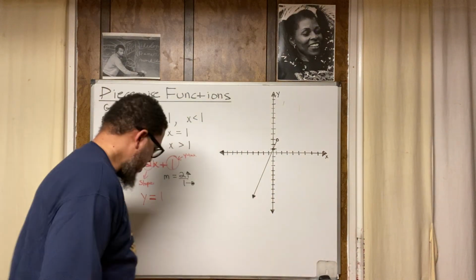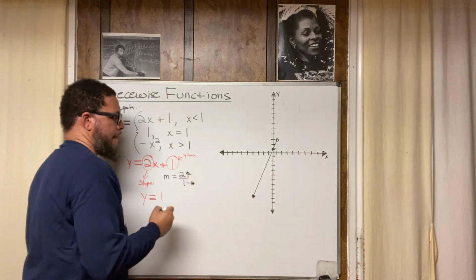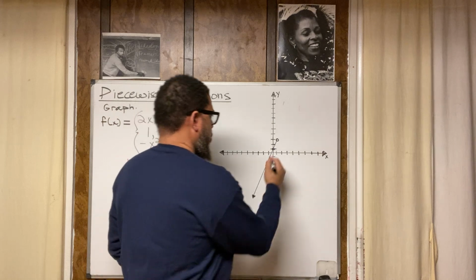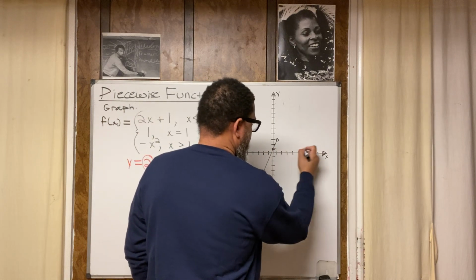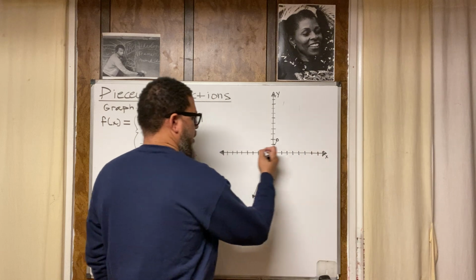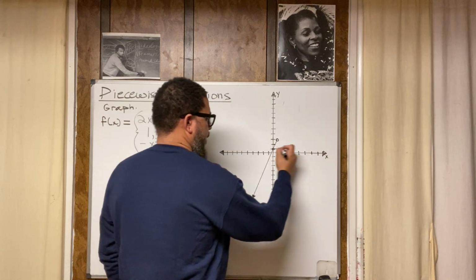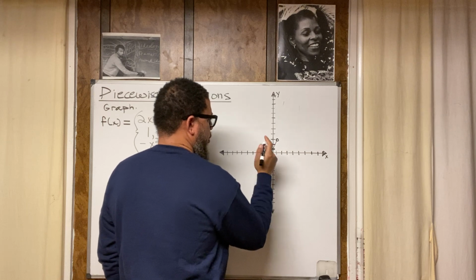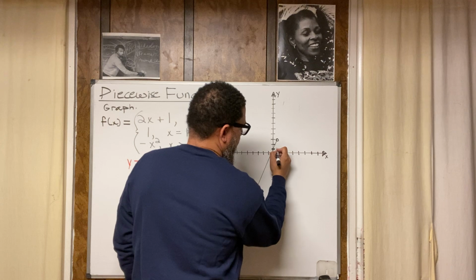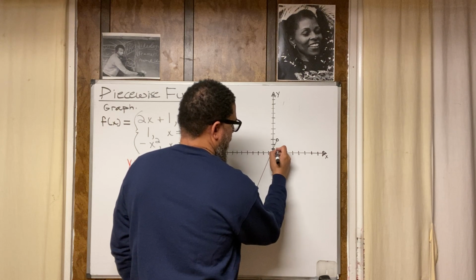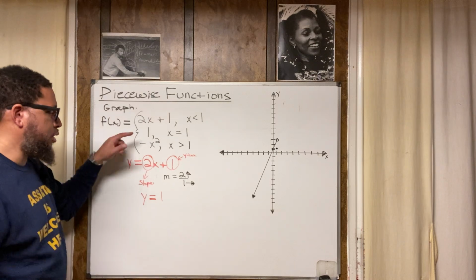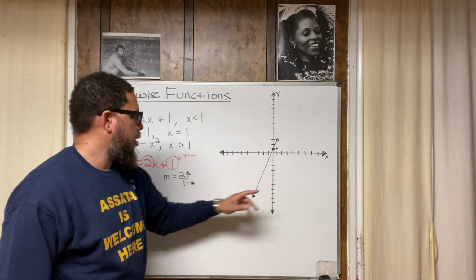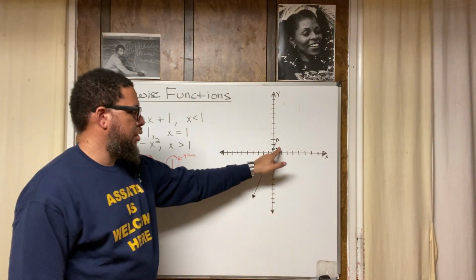How do you know it's not going to be a line? Because the domain says that x equals 1. So it's only going to be a point, a single point, right? So y equals 1 would be a horizontal line going like this. But because we're dealing with just a point where x equals 1, we're just going to draw the point right there. And that's that. That's all we had to do for this function. So for the first function, we had to draw this piece of the line. For the second function, we had to draw this point right here, right?